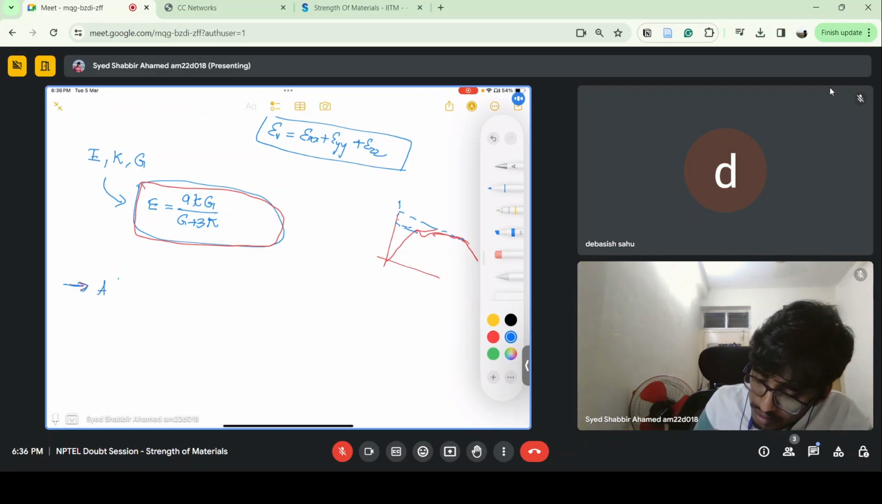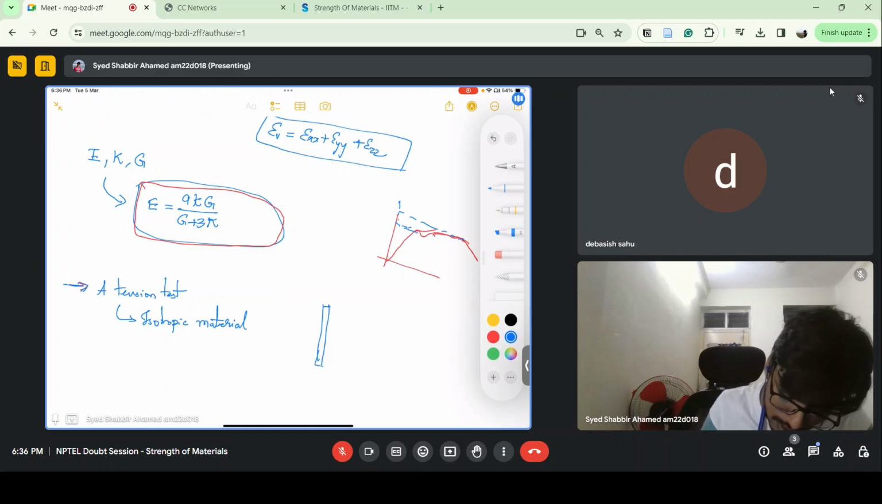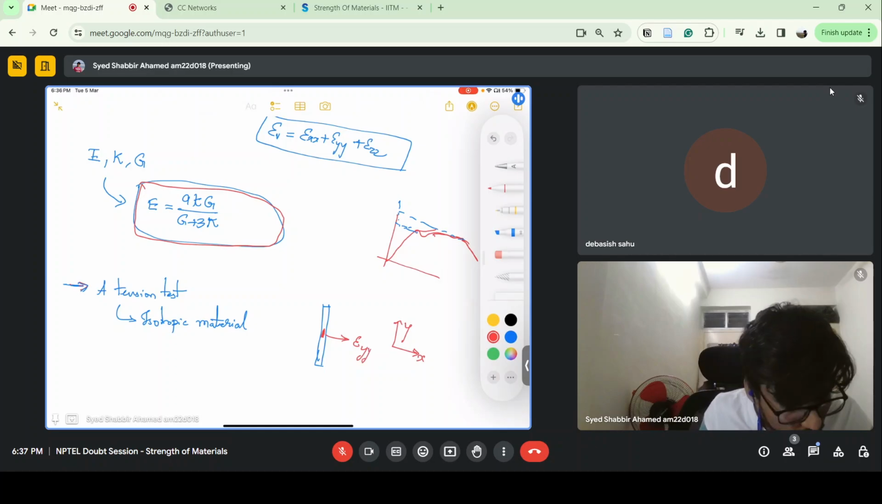So if we conduct a tension test on an isotropic material, and strain at a point is measured using strain gauges. We have a specimen like this, and in this direction the strain gauge is applied. Let's say this is x y like this, and it is measuring epsilon yy, the strain along the y axis.